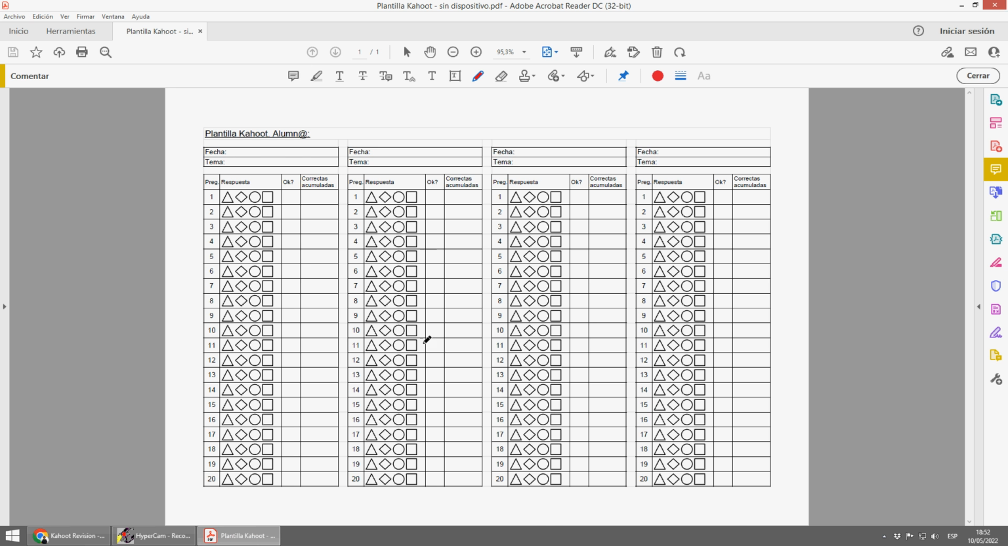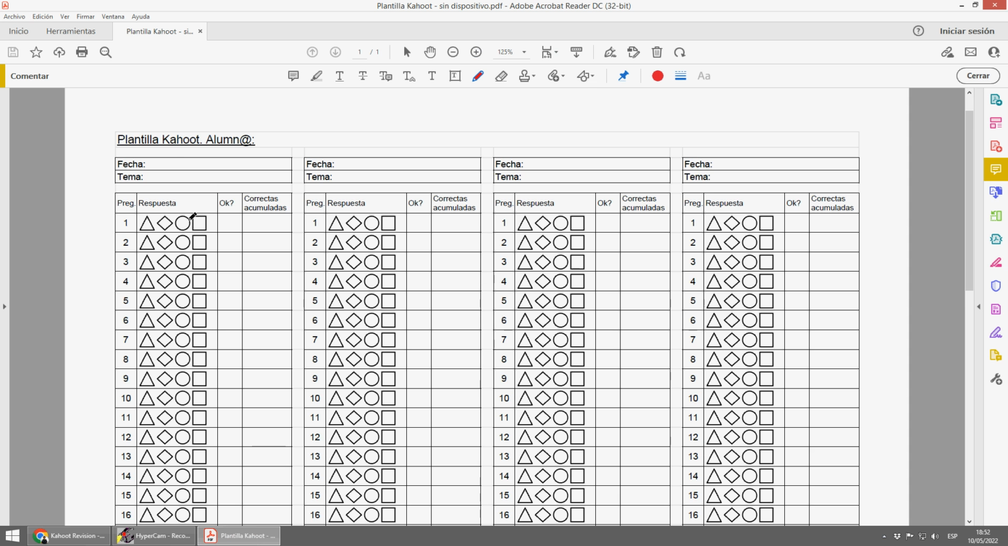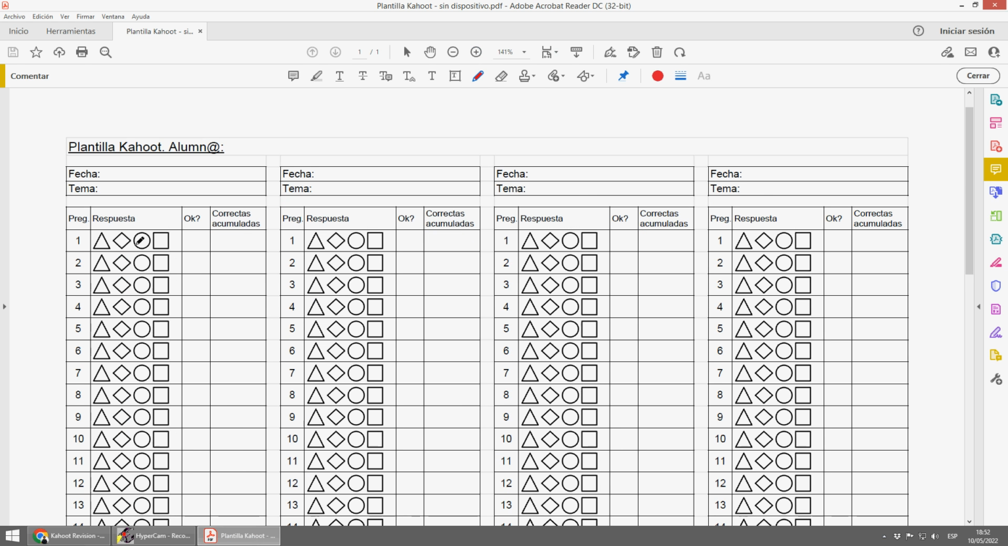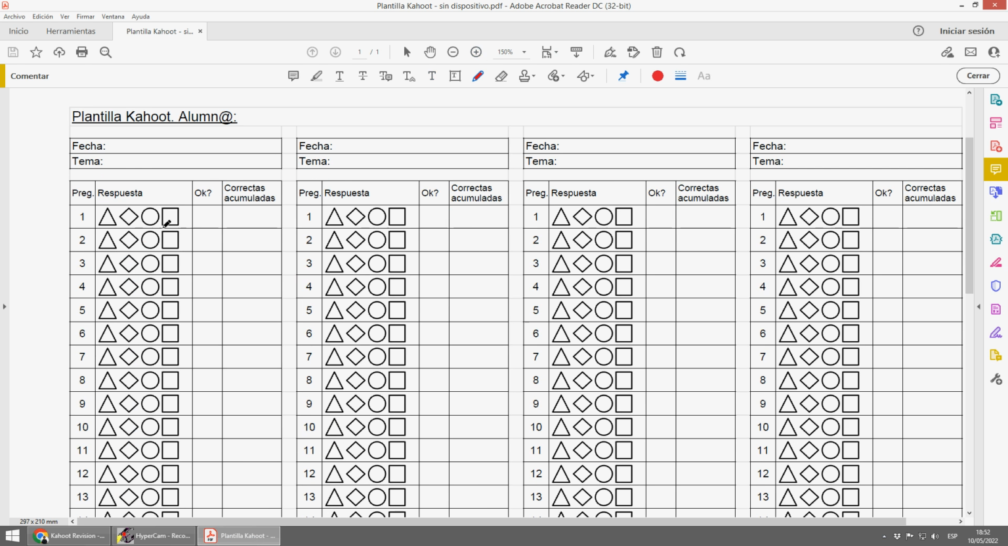It's a Kahoot sheet, so there are 4 columns. Each one is for one game of 20 questions, or you can use 2 columns if there are more questions. And the student, well, it's in Spanish, but it's very, very easy to understand. Here, you put the data. Here is the subject of the Kahoot.